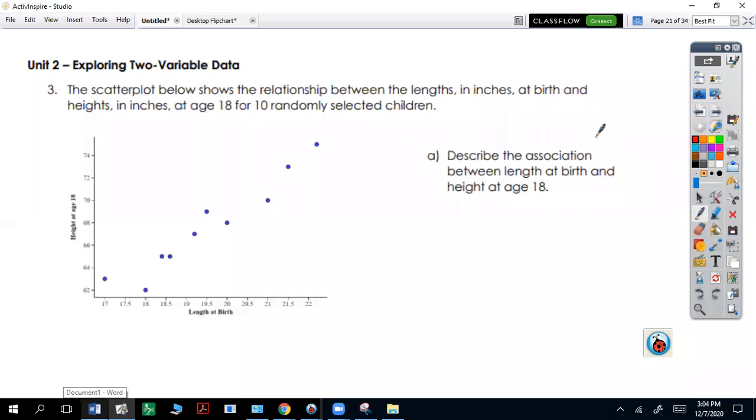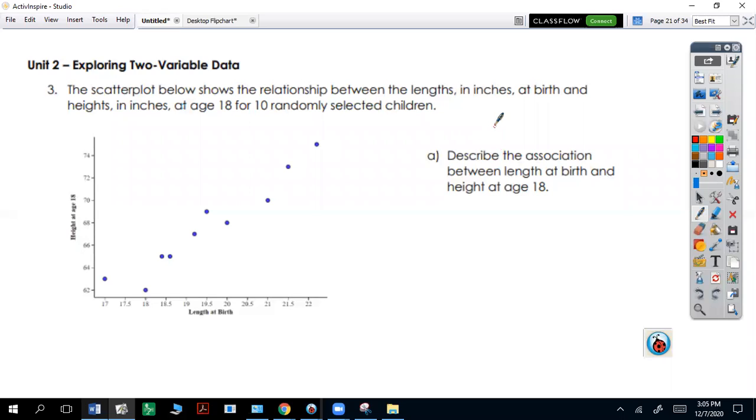Question 3, talking about two variable data. You can use your scatter plot in your calculator to get information if you don't have one drawn for you. This problem already has one drawn. All right, the scatter plot below shows the relationship between the lengths in inches at birth and heights in inches at age 18 for 10 randomly selected children. We want to describe the association between the length at birth and height at age 18.